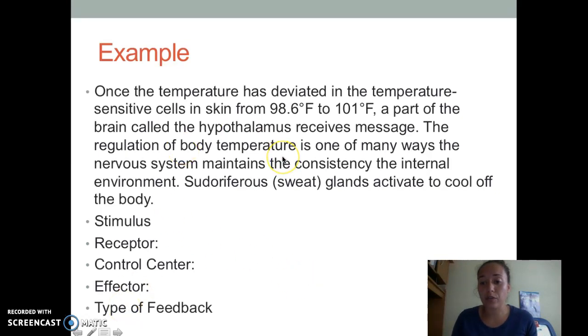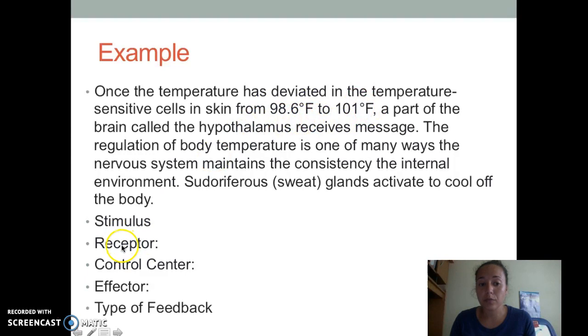So now I'm going to review the answer now that you already put it in. Your stimulus in this case is going to be, remember, your stimulus is the change. What's the change? Your change is in temperature. You went from 98.6 degrees Fahrenheit up to 101 degrees Fahrenheit. So the change in temperature.